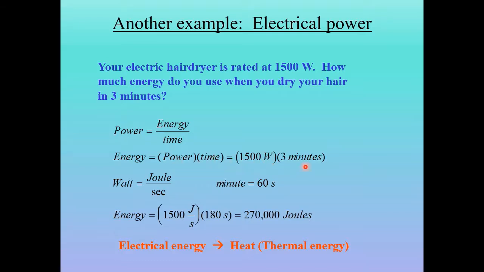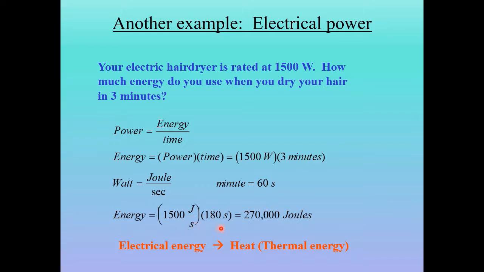The time, remember, was given as 3 minutes, but we have to convert this to seconds. So a watt, by the way, is joules per second. So this 1500 watts, I'm going to change that to 1500 joules per second. And 3 minutes, remember, of course, a minute is 60 seconds. So 3 minutes, we have to convert that to seconds. That's 180 seconds. So our answer is 1,500 times 180. And this is, surprisingly, a lot of energy. It's 270,000 joules just to dry your hair in 3 minutes.